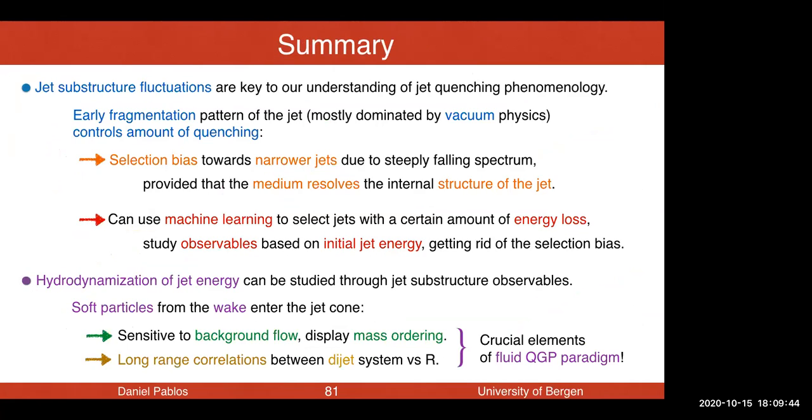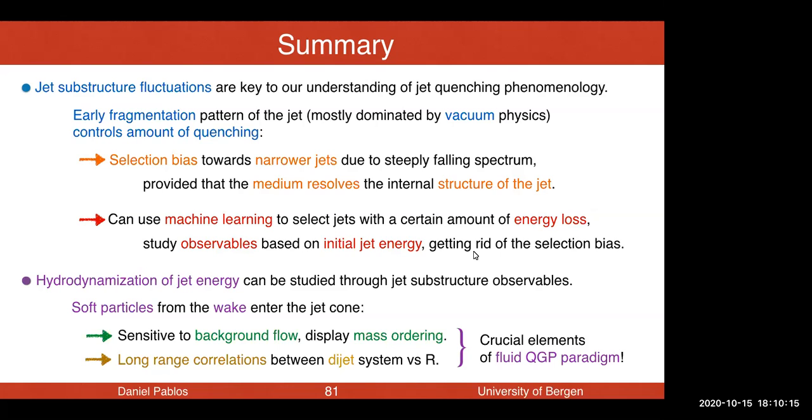So this is my summary. We see that jet substructure fluctuations are key to understanding the phenomenology in jet quenching. The early fragmentation pattern of the jet is dominated by vacuum physics because the largest virtuality comes from the hard scattering itself, and the largest virtuality will lead to the earliest formation time. So the vacuum-like splittings are the ones that form the earliest. This is natural in every model.